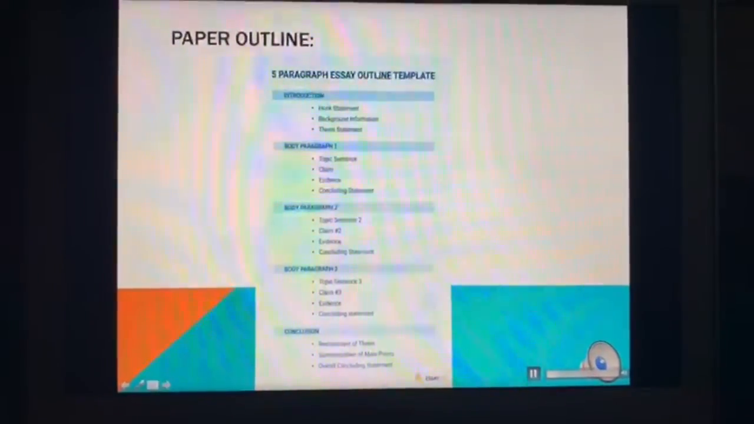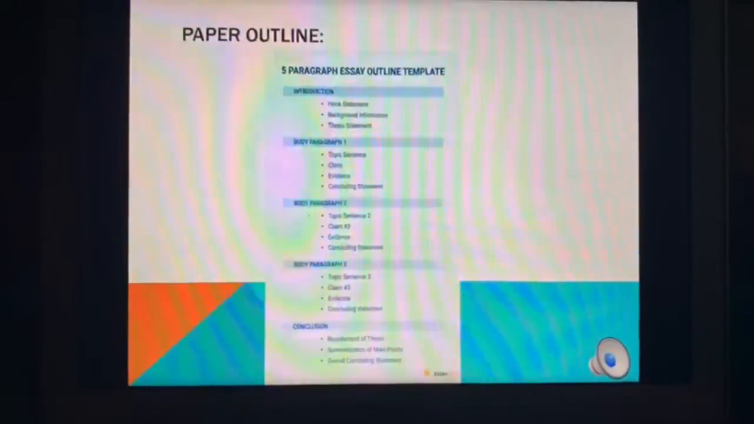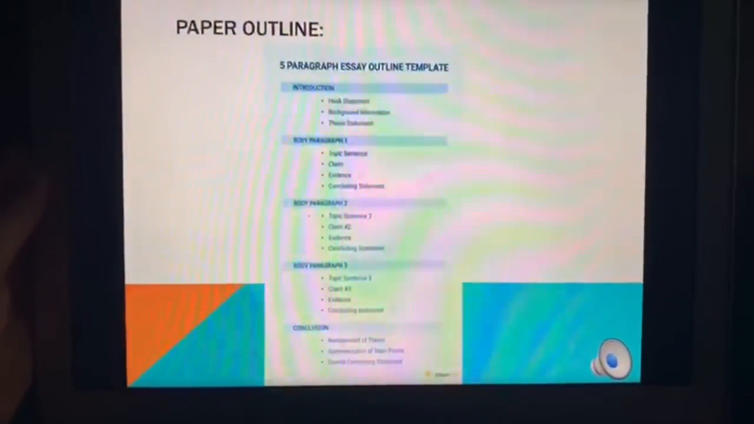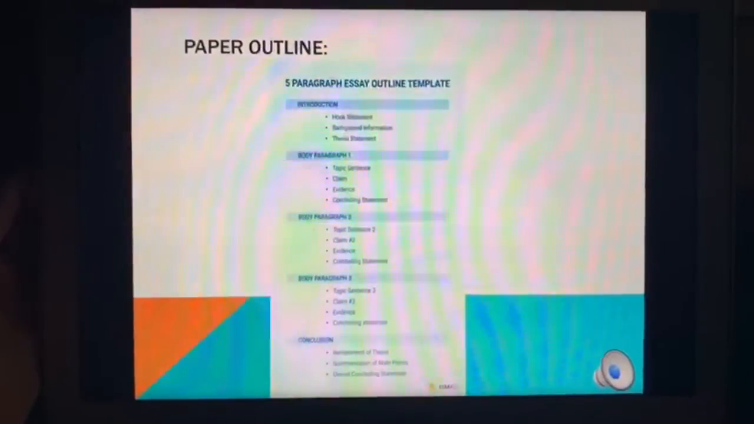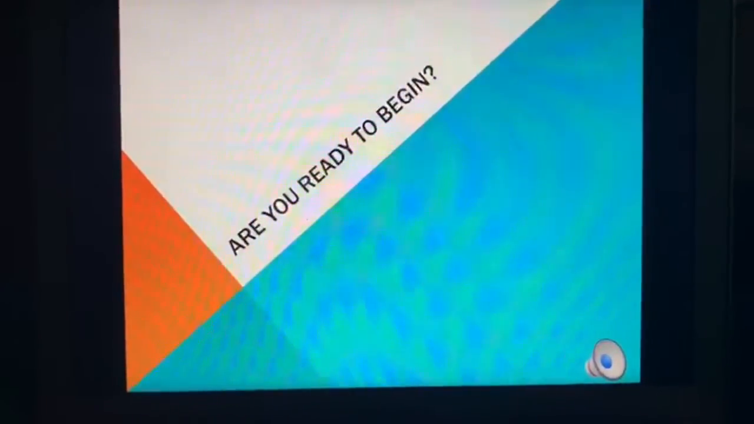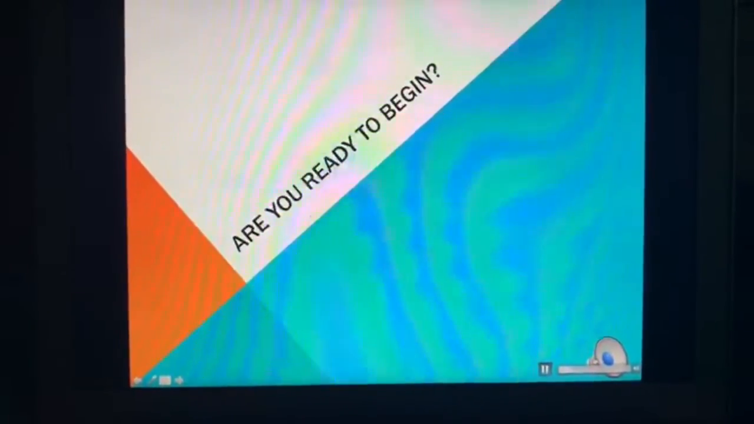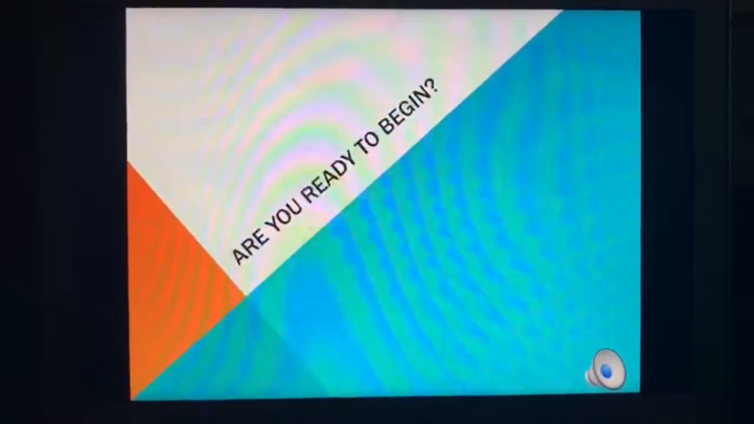I've included a paper outline. This is a general outline of what your paper should look like and what you should have in your paper. You have an introduction, 3 body paragraphs, and 1 conclusion paragraph. Let's get started. Are you ready to begin? Do you have any more questions?